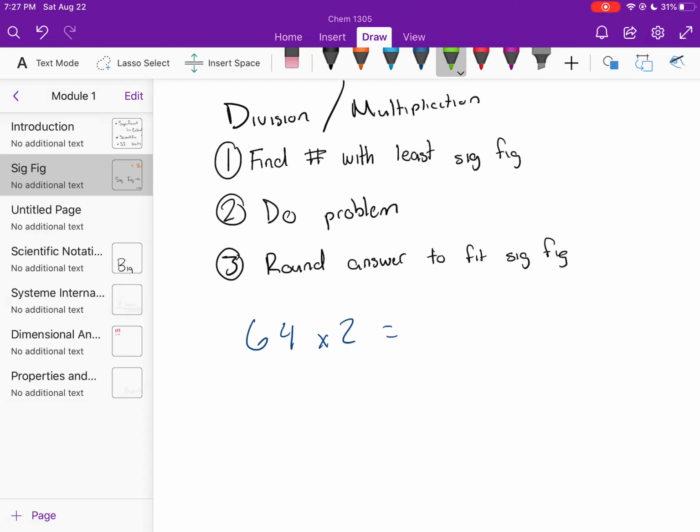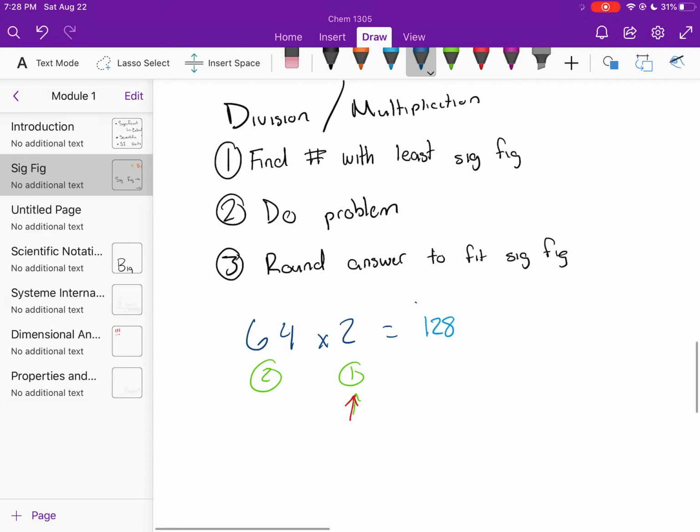So first you find the number with the least significant figures, 1 versus 2. Because there's one significant figure in the number with the least, that means our answer has to also be 1 significant figure. So let's do the problem normally. So you should be getting 128.